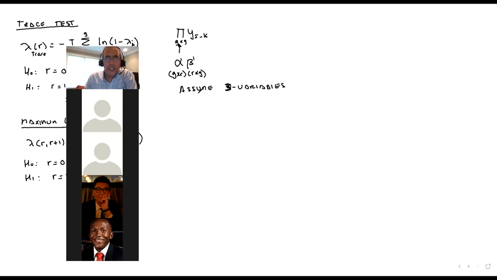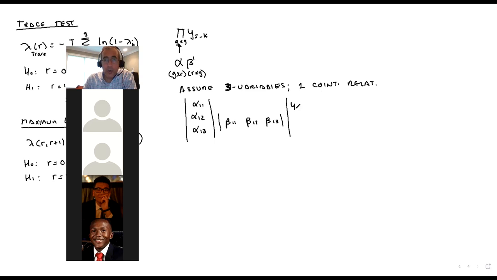Okay. And let's assume that there is one co-integration relationship. So how do I represent that? Well, if I have that, what I have is alpha 1,1, alpha 1,2, alpha 1,3. So I have only three variables that multiplies beta 1,1, beta 1,2, beta 1,3. And this multiplies y1, y2, y3, all of them t minus k.